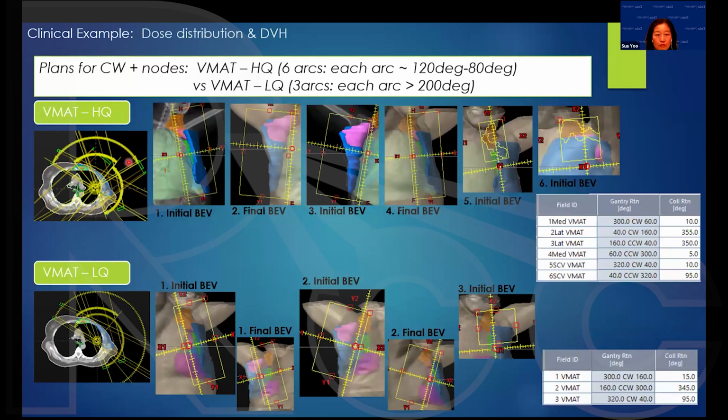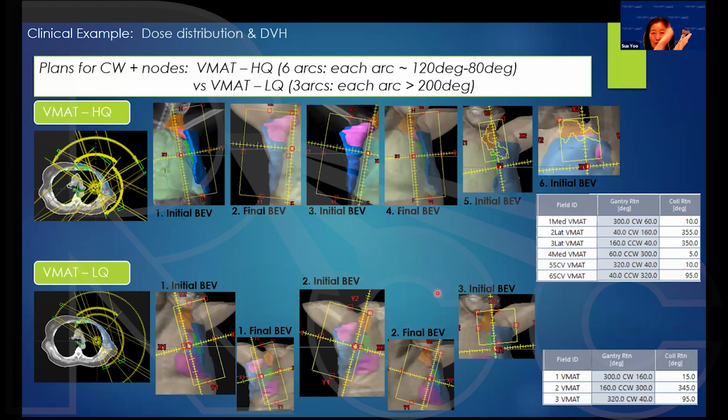I had this in prone example, high quality versus low quality. Again, with VMAT, beam setting is very critical. You practice based on some of the reference, and you can develop your own thing. The way we do it is usually 6 arcs or 5 arcs like this: 2 medial tangential and 2 lateral tangential.